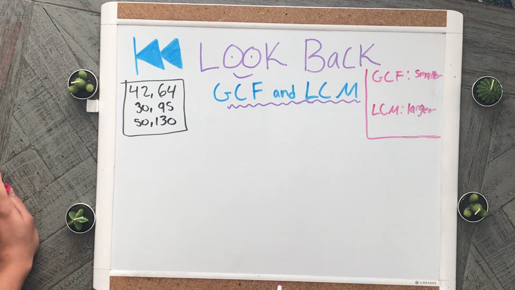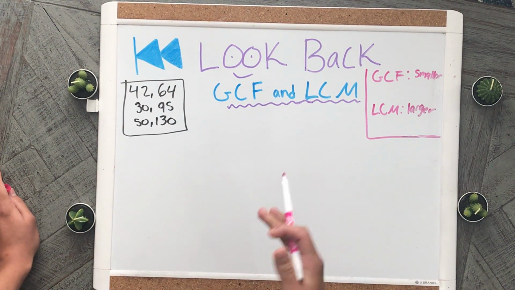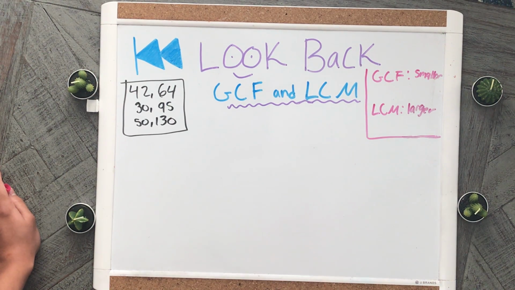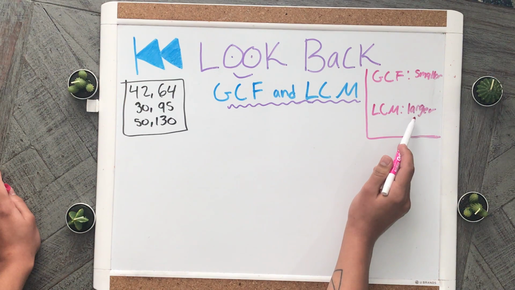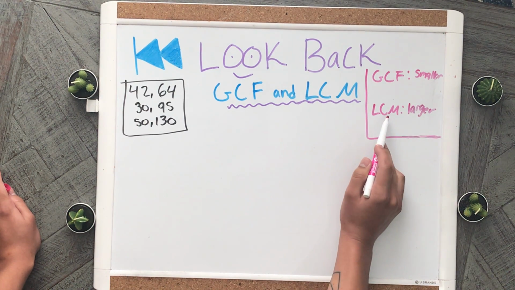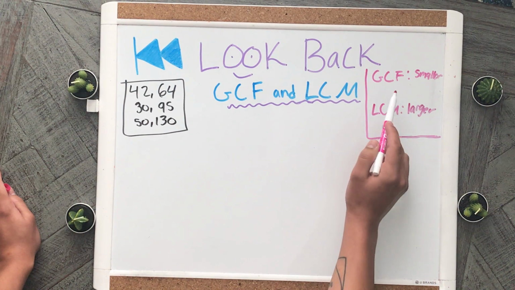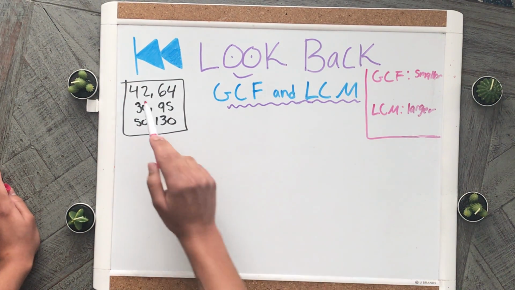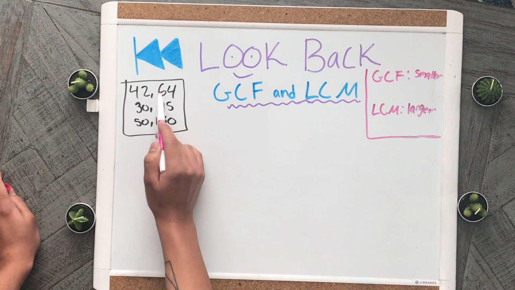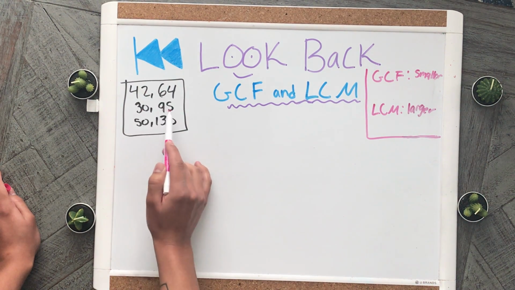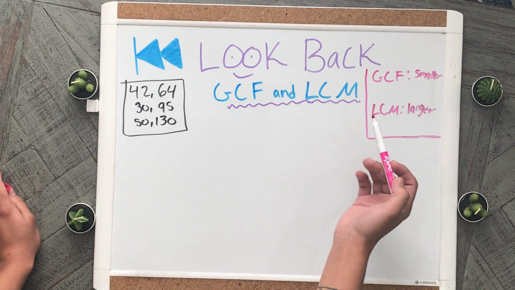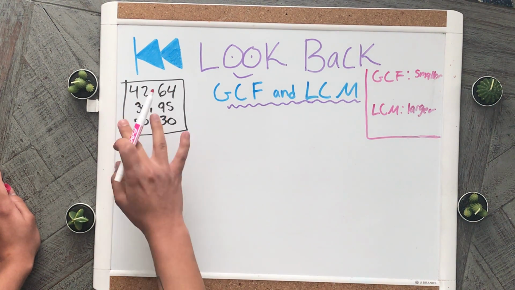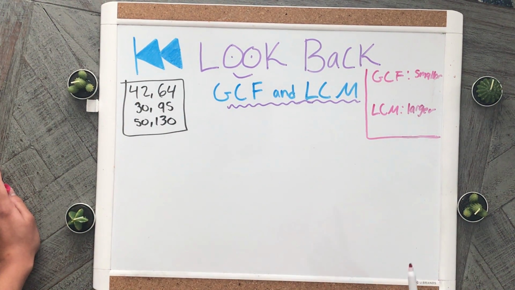What I would like you to remember, something that helps me, is that when we're looking for the LCM, the number will be quite large. The GCF can be smaller than or the same as the two numbers you're given to find the GCF and the LCM, whereas the LCM will be at least that number or larger.